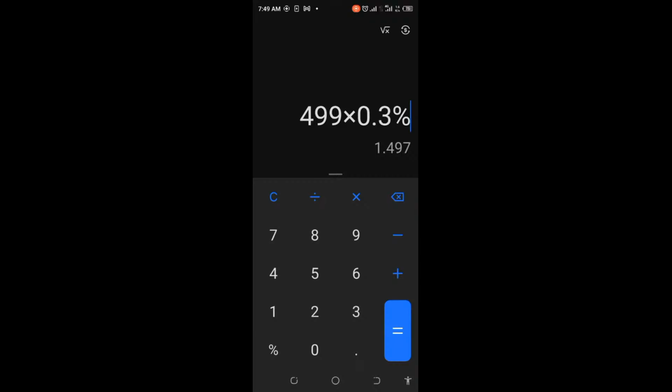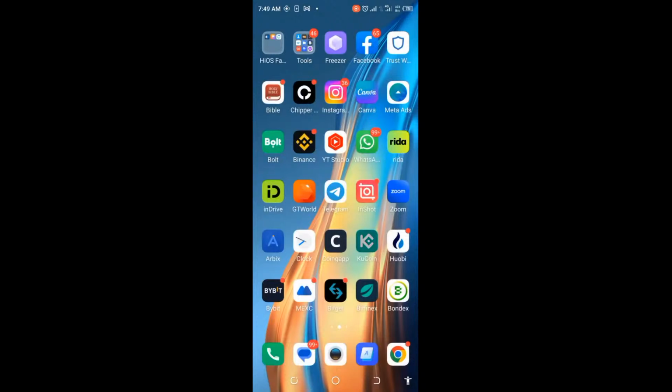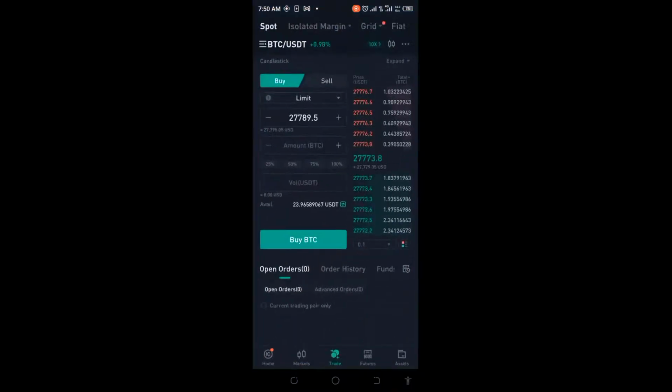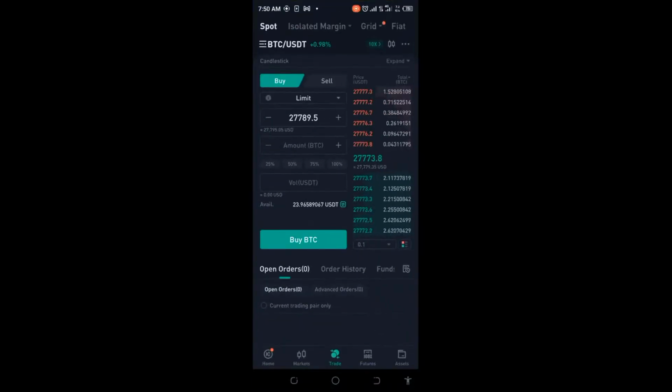So let me remove that again. I'm just doing this so that you'll see if you're using a bigger capital, what you will get. So 1.5. So let's assume that what we have left is $497.5. Let's multiply by 1.4%. We'll make about $7 on a $500 capital. So that's what I'm trying to bring out to you now. Of course, I'm intentionally showing you this with a smaller capital so that if we can make profit with this amount, obviously making profit with a bigger amount is guaranteed.